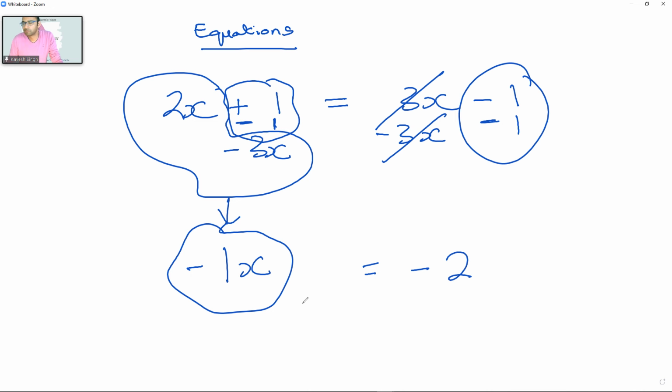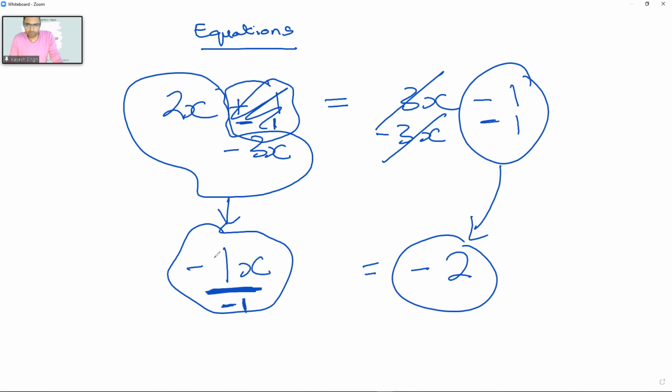Negative 2. All right. So that side will disappear. That side becomes negative 2. Now we divide by whatever's in front of x. What's in front of x? Minus 1, right? What happens when we divide by minus 1? It disappears, and you're left with x. But because it's an equation, you have to divide this side by minus 1 as well. And what's minus 2 divided by minus 1? 2. So the final answer is 2.